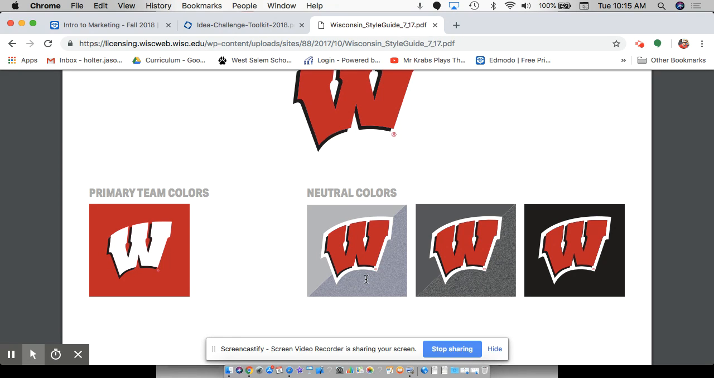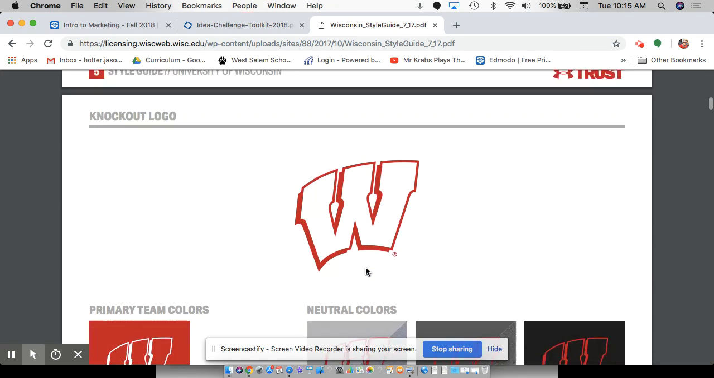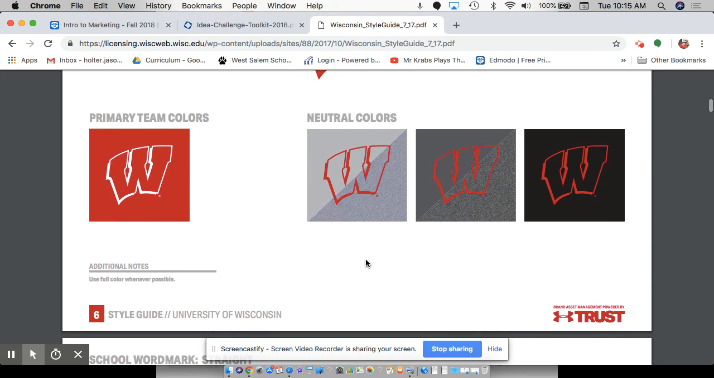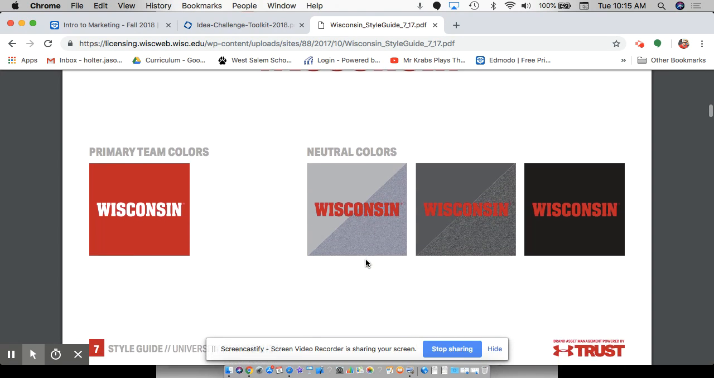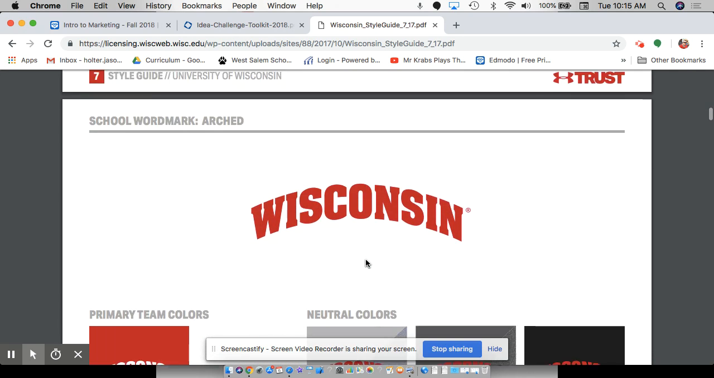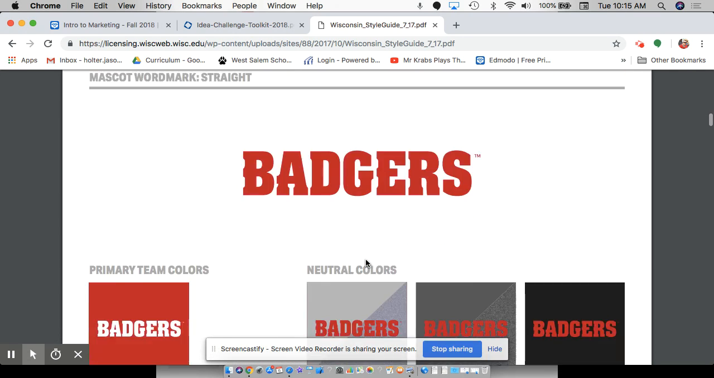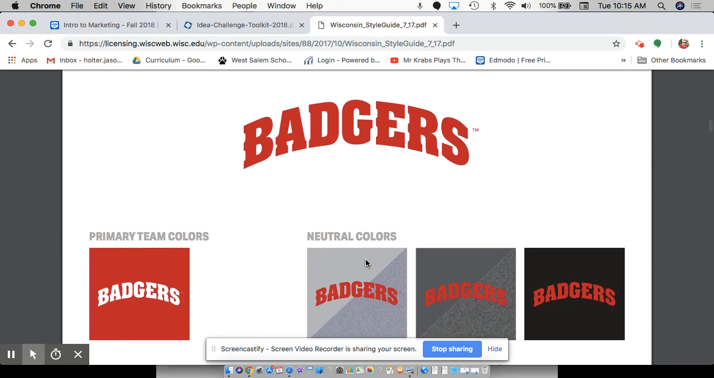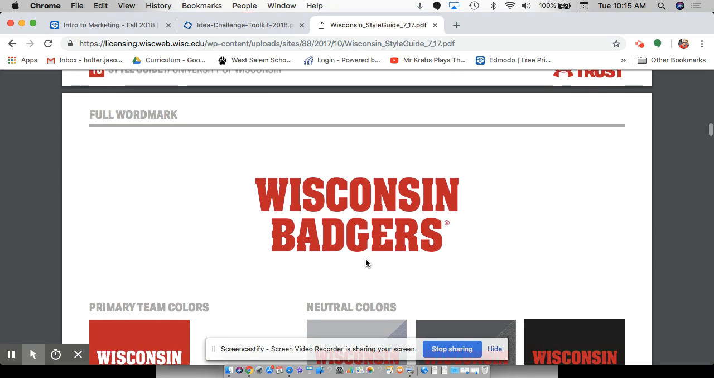Now, they also have their primary team colors and also some neutral colors that you can use. Primary team logos. This is also their font that they want used, and this is how you can use the font. Has to be this one. In particular, you'll notice that it's got the registered trademark on all of these. So they have registered this with the government as this is our font or our trademark.